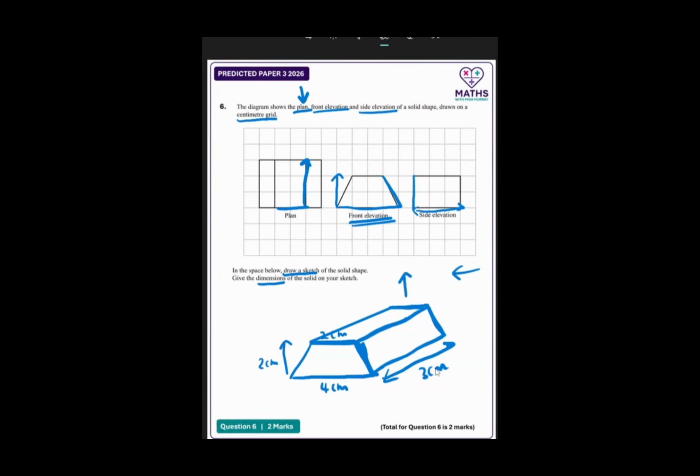But always start with the front elevation, draw that out, and then draw your parallel lines, and then match them up at the back there. That's the easiest way to do that one. So that is question 6 for 2 marks.